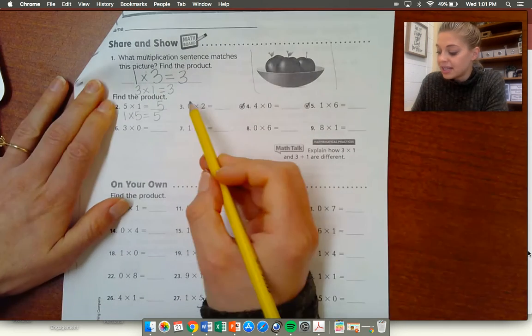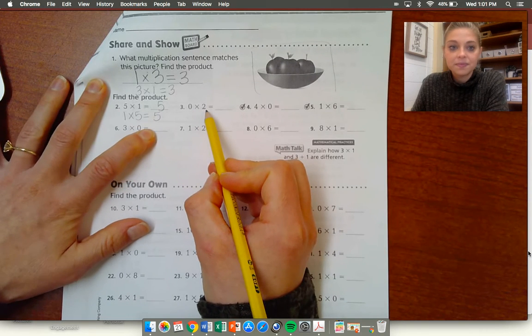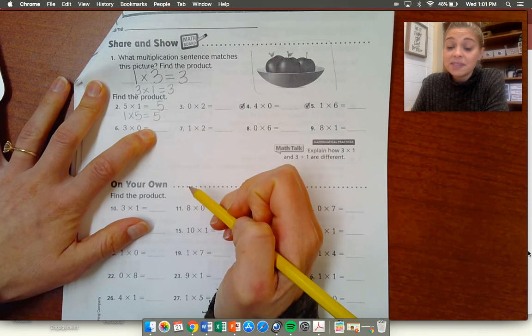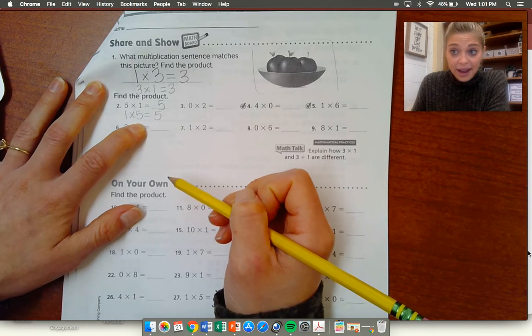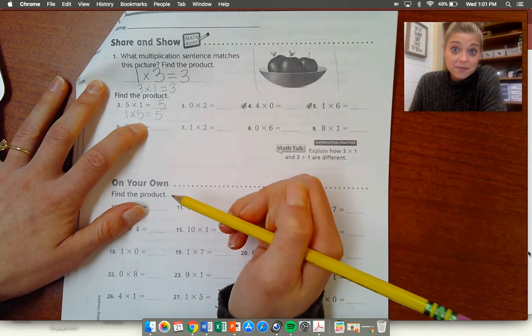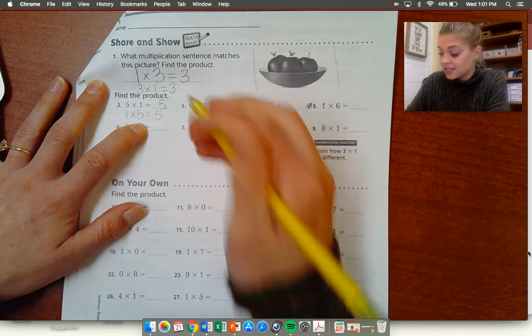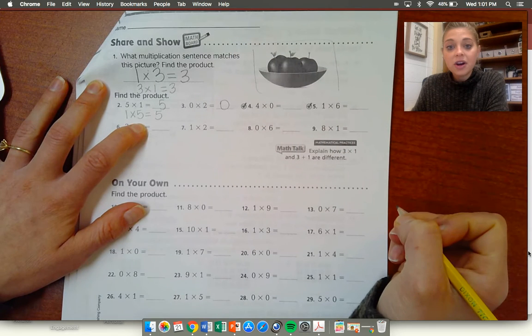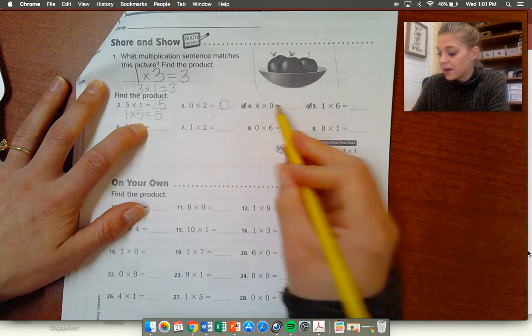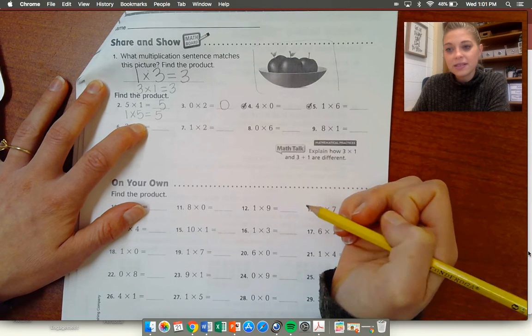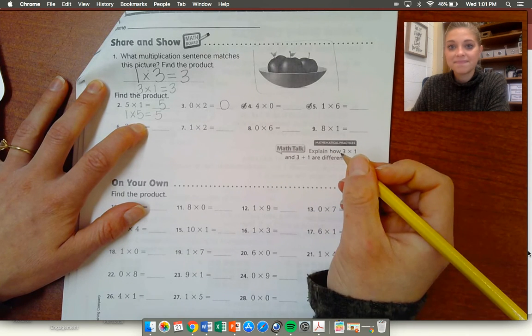Let's do number 3, 0 times 2. Well, if I have 0 groups of 2, I don't have any groups. So I can't have any objects. I don't have any groups of 2. So the answer is 0. 0 multiplied by any number is going to be 0. 4 times 0. What do you think that is? 0.